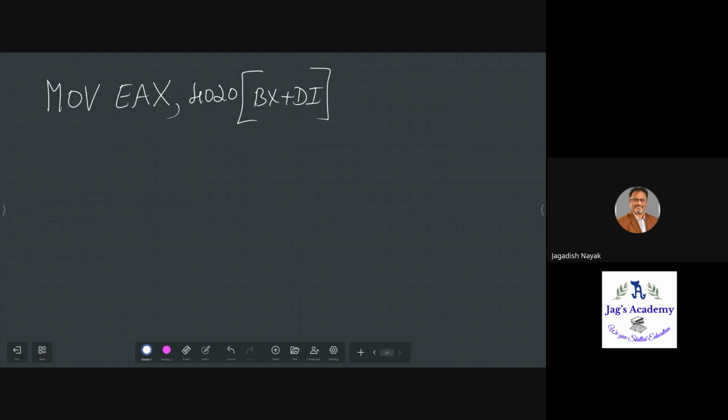This instruction is similar to MOV EAX, BX plus DI plus 4020. Can you see this? This is an offset address, right? This is going to be the offset address. What does this instruction do? It copies the content of memory to the 32-bit register.